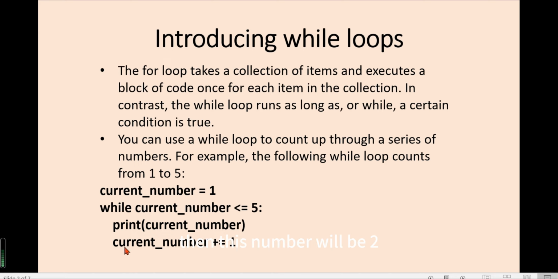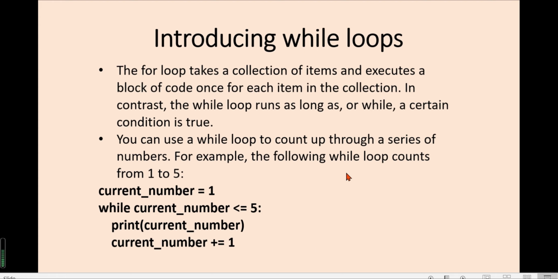Then this number will be 2. And we will go back. We'll check again for this while loop. If it still matches this condition, then we'll run this again. So until the number is larger than 5, then we will skip the while block, and we'll run the next statement after the while block.